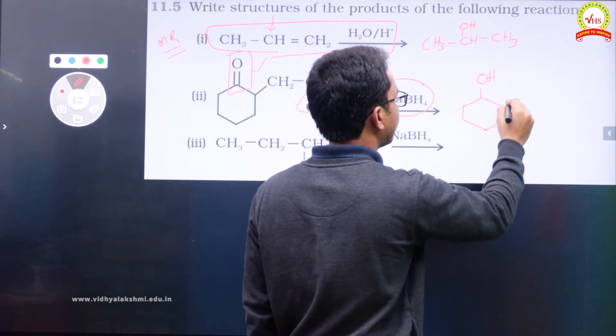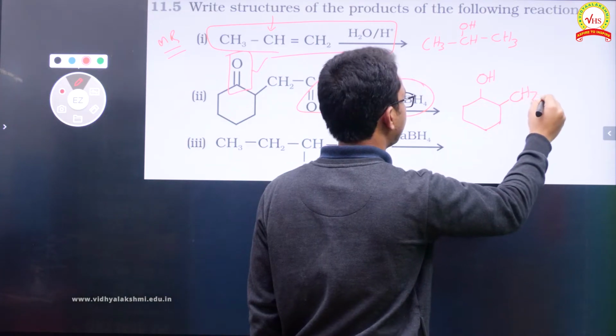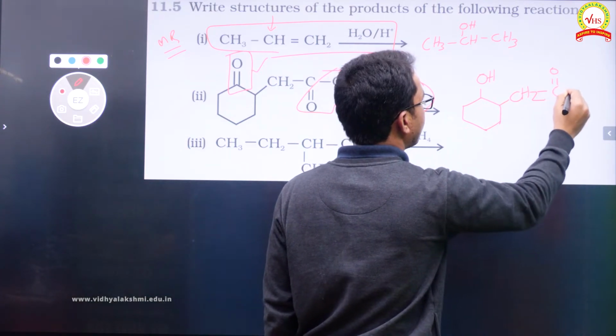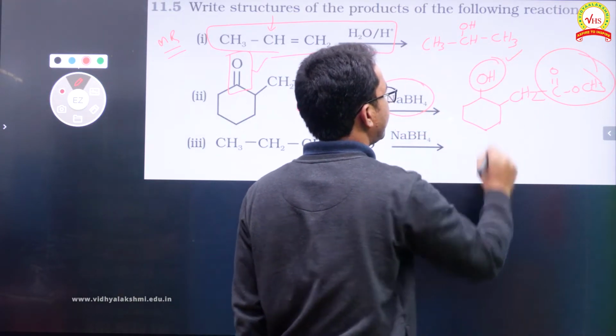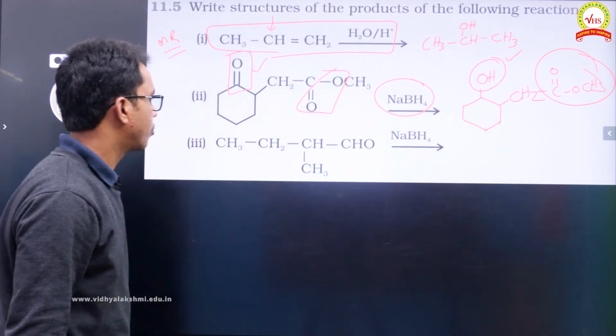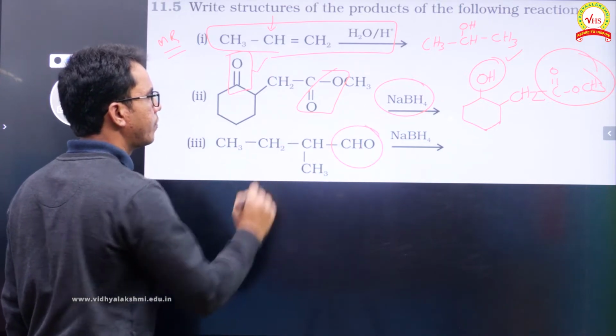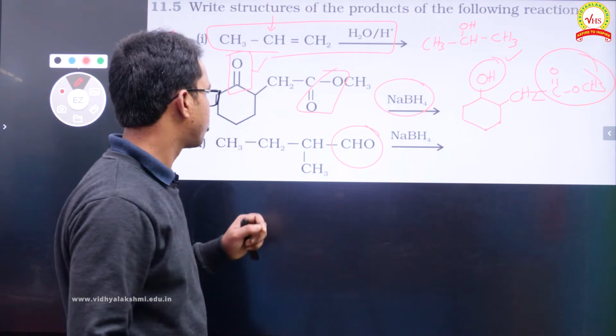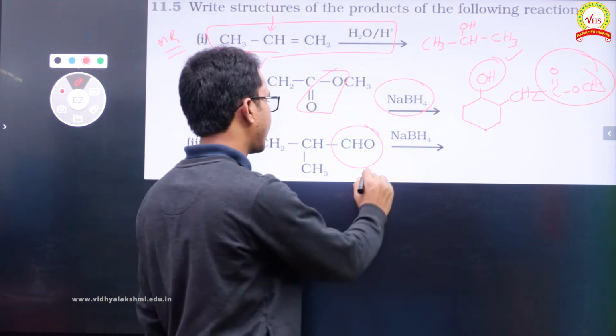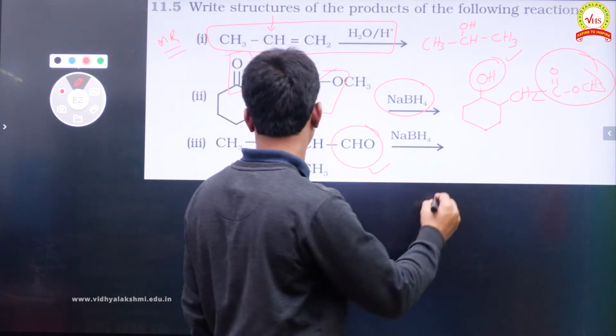And what do we have here? That is CH3 C=O CH3. The ester group remains constant over there, but the only group that is going to change here is the aldehyde group. Aldehyde group generally turns into what? Respective primary alcohols with sodium borohydride. Sodium borohydride can reduce aldehydes here.